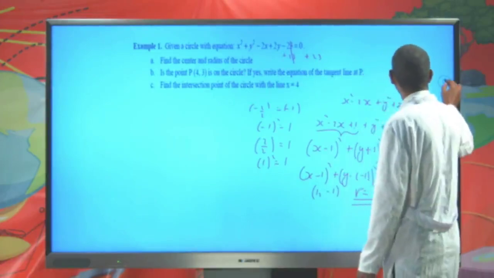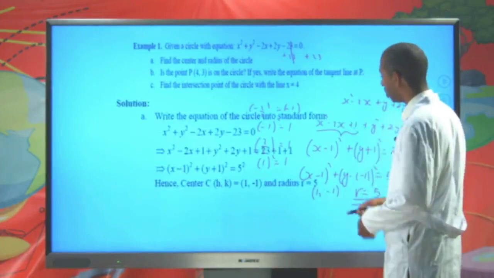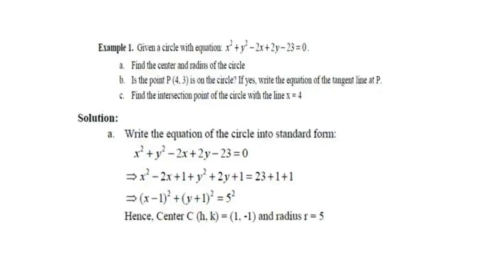Good. Let's see the solution for A. As we found here, the center of the circle is (1, -1), and the radius of the circle is 5. Good.